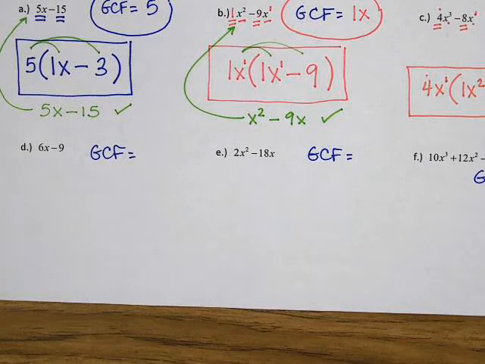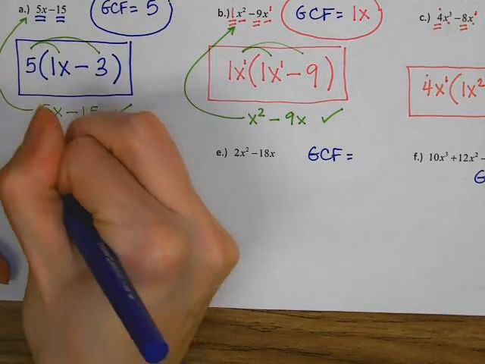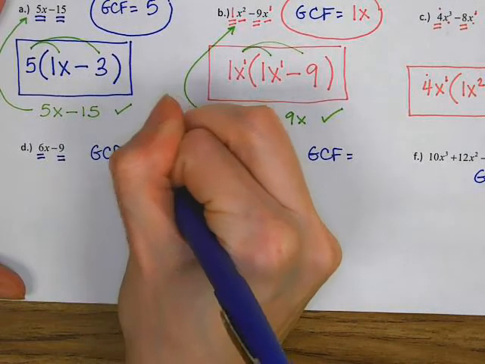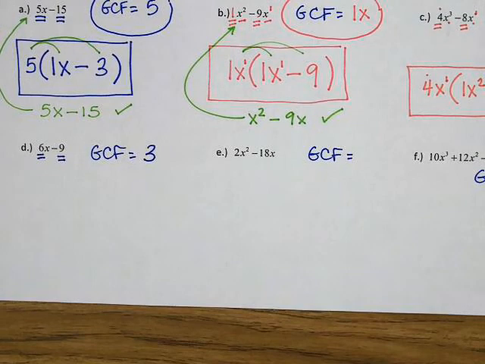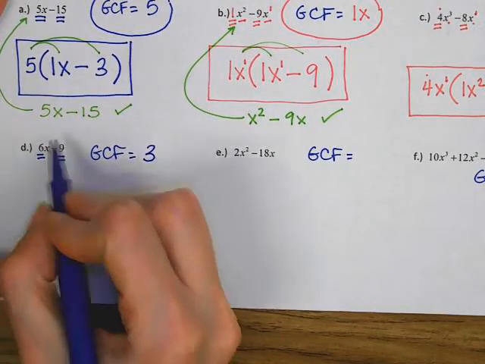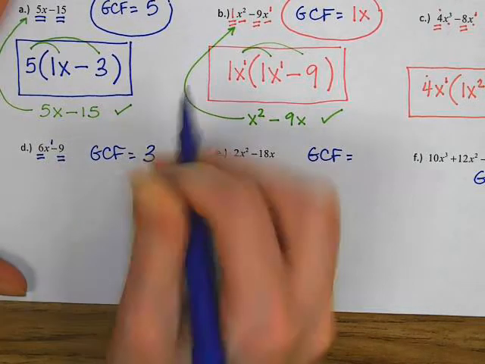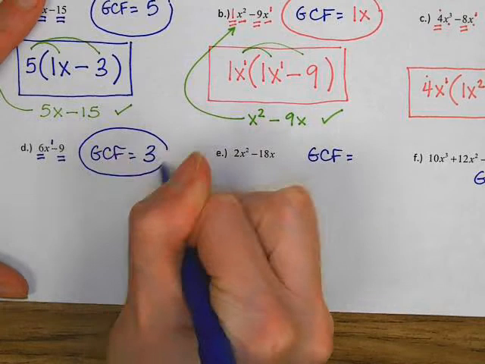All right, letter D. What is the greatest common factor of 6 and 9? And 6 and 9 both divide by 3 evenly. And then this one has 1x, but this one has none. So the smaller amount is none. So the 3 is the only thing you can take out.